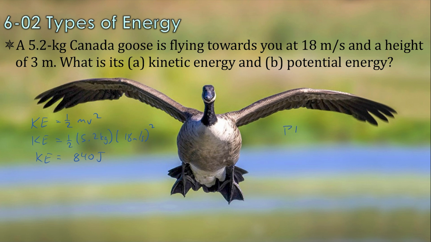The potential energy will be gravitational potential energy, so mgh. The mass is 5.2 kilograms. g is 9.8 meters per second squared. And the height above the ground, I'm going to call the ground 0, so the height would be 3 meters. Run that through the calculator and you get 150 joules. So this goose has energy because it's moving, and because it's above the ground and could fall down and squish you.